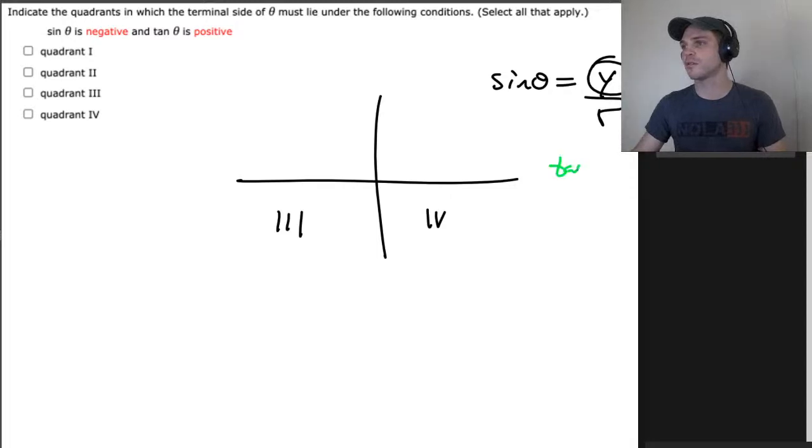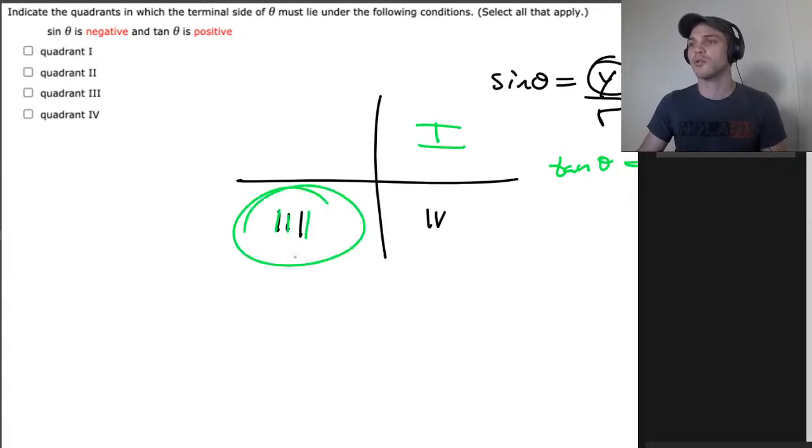Tangent of theta equals y over x. And so for tangent to be positive, that happens where both y and x are positive, which is here, or where both y and x are negative, which is here. And so this is the only one that overlaps. Here sine is negative and tangent is positive. So the only place this can happen is quadrant 3.